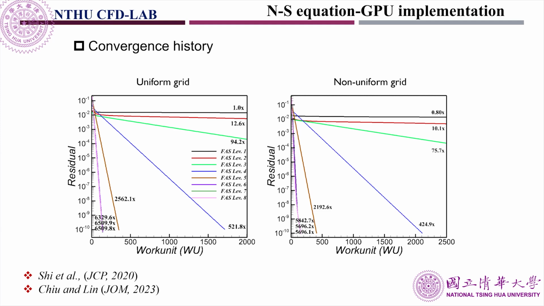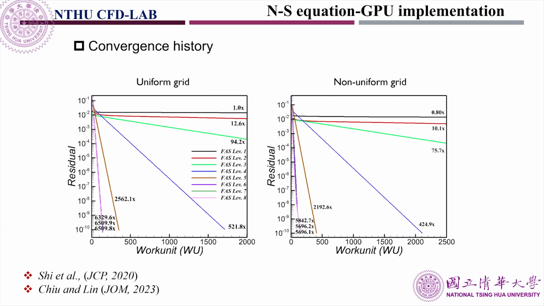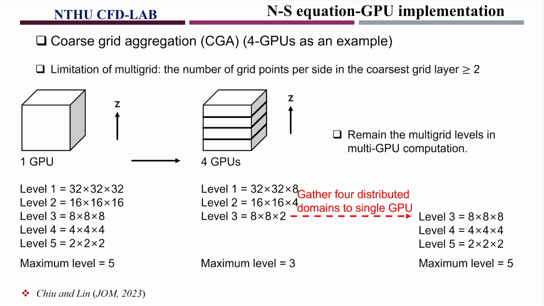Now, if we use multiple GPUs, say for example, we have 32 by 32 by 32, and we have one GPU, you can have 5 levels. There's no problem, right? 16 cube, 8 cube, 4 cube, 2 cube. However, if you have 4 GPUs, in each GPU you have 32 by 32 by 8, then you only have 3 levels. But based on the previous one, if you have more levels, your convergence rate is much faster. So one possibility is you gather all the other nodes. So now you gather all neighboring GPUs, then it becomes 8x8, 4 cube, and 2 cube. So it can remain the maximum level of 5.